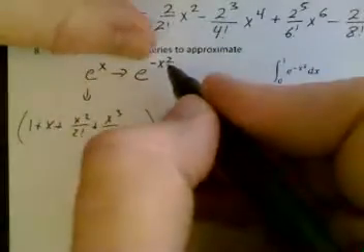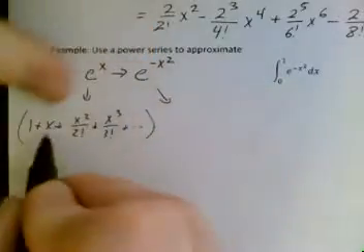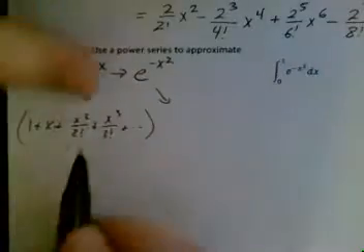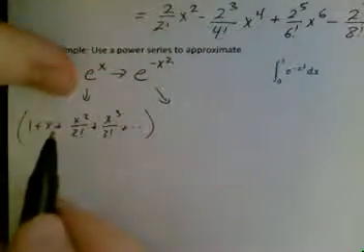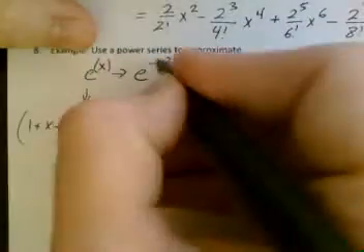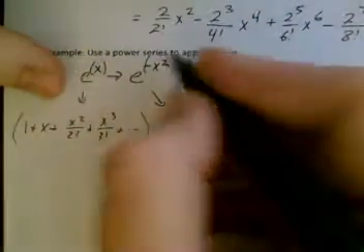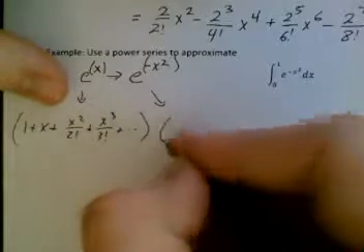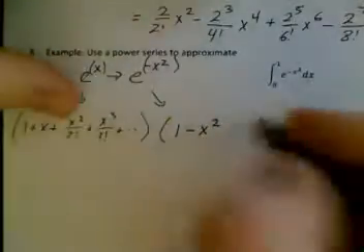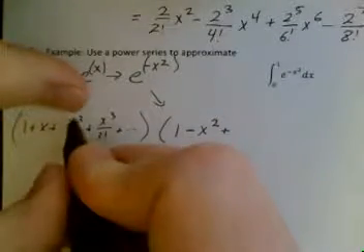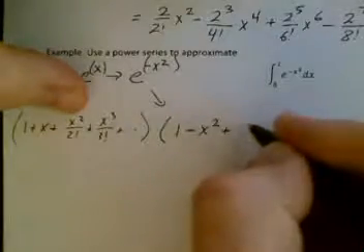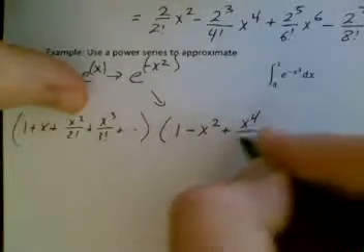So it would be e to the negative x squared. Well, that means I'm replacing all of my x's in here with a negative x squared. Again, the x in here is replaced with this. So this one's going to actually give me a 1 minus x squared, replacing the x with a negative x squared, plus a negative x squared, and then squared. A negative x squared squared is going to be a positive x to the 4th divided by 2 factorial.